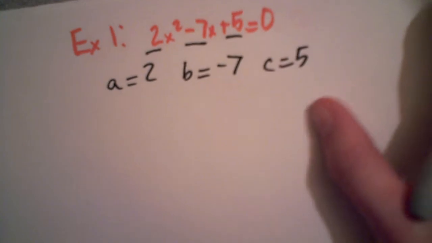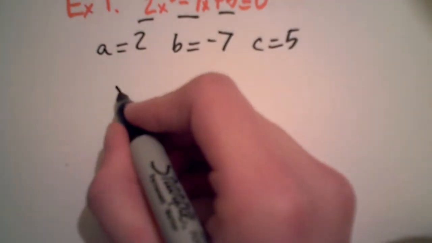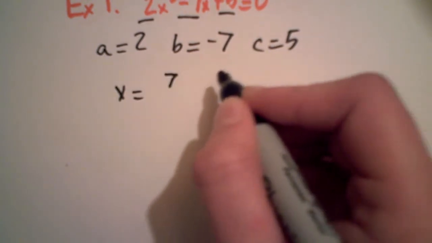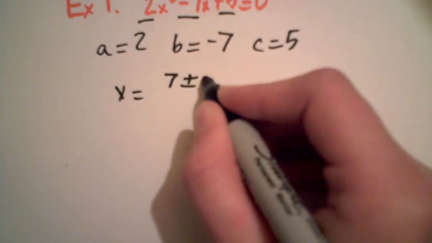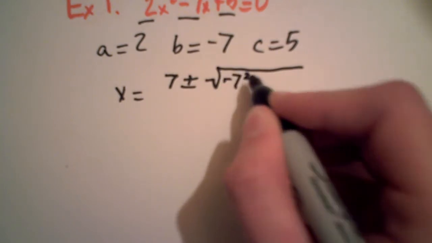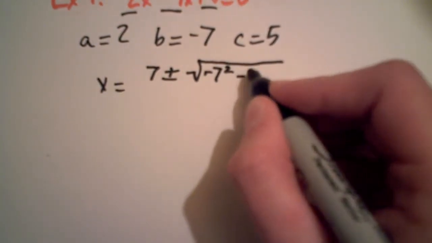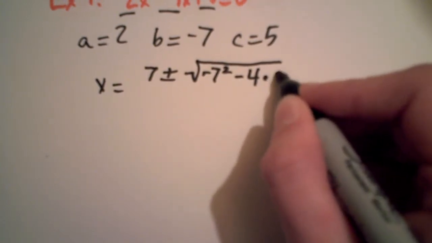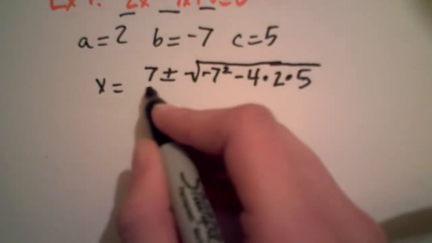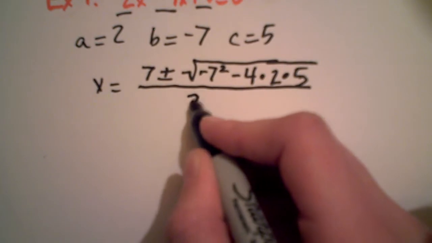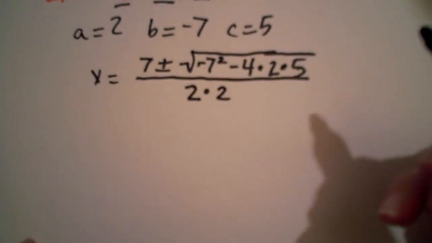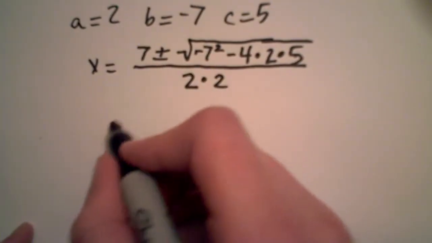So, keeping our quadratic formula in mind, x equals the opposite of b, in this case positive 7, plus or minus the square root of b squared, negative 7 squared, and then we have minus 4 times 2 times 5. And all of this is over 2 times a, which is 2. So now we pretty much just solve, which isn't going to be that difficult.